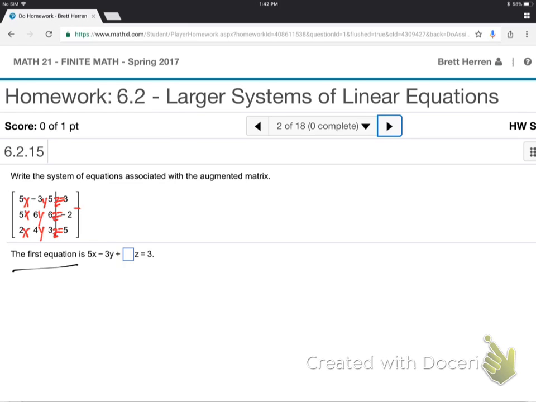Those matrices, just imagine they really have x's all down that first column, y's down the second, z down the third. The bar is equals, and the right side is what they equal. That's what it really means. So that first equation is 5x minus 3y plus 5z equals 3. So this would be 5z. They just want you to fill in that 5 there. All good? Okay, so I'll keep moving.